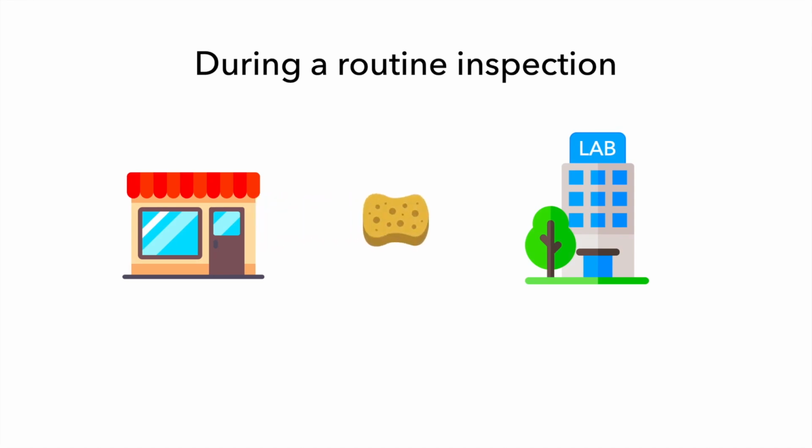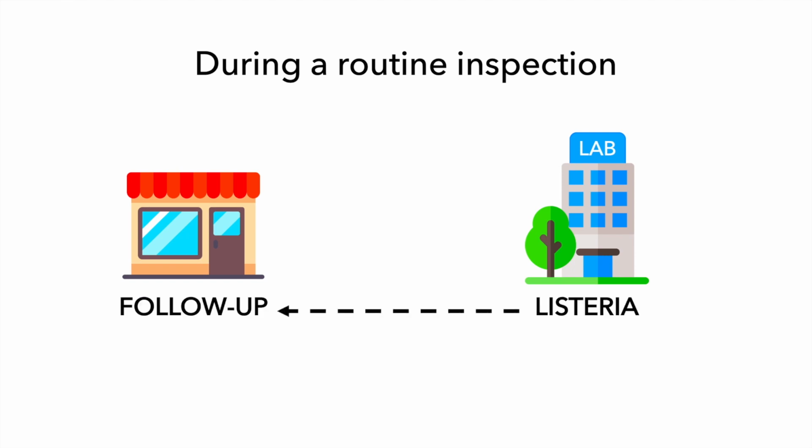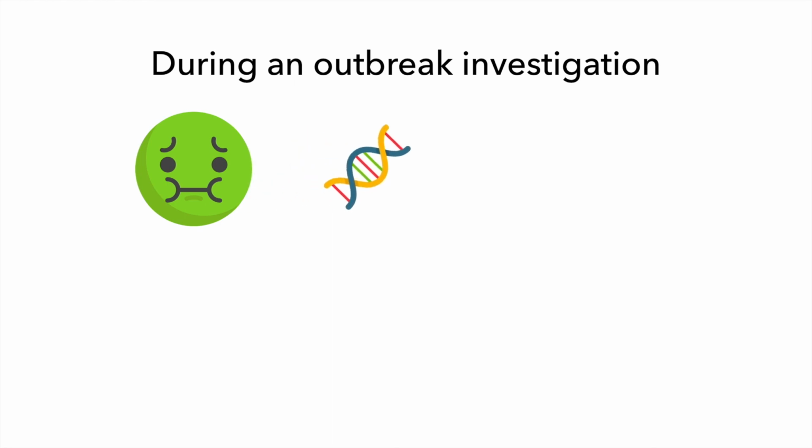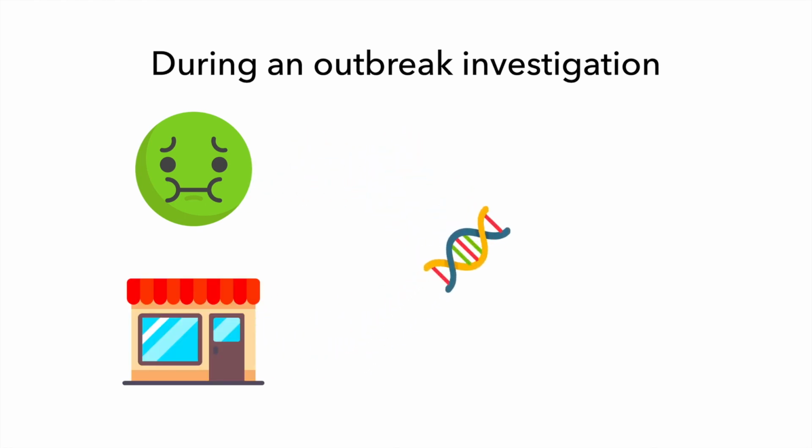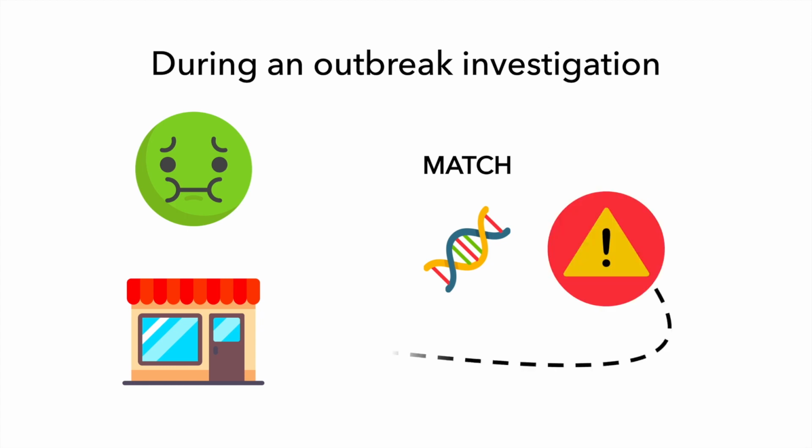During a routine inspection, it's not uncommon to find listeria, even in well-managed facilities. Follow-up actions are determined by the overall prevalence and product contamination risk. During an outbreak investigation, the presence of an isolate in a facility that has a genome sequence that matches an isolate from a patient and has supporting epidemiological evidence suggests that the facility caused an outbreak.